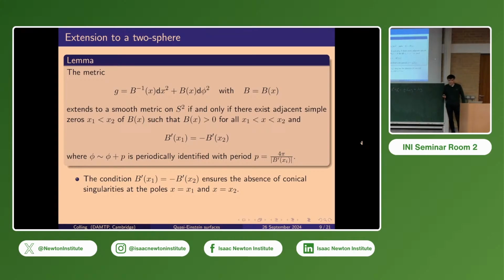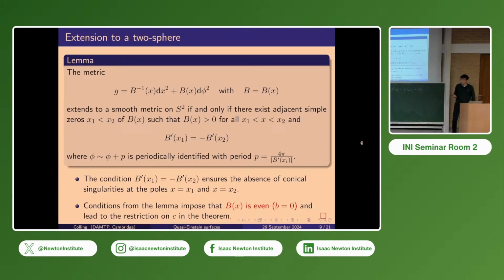And this gets a little bit messy because of the hypergeometric function involved. But you can use an integral representation of this hypergeometric function to solve these constraints. And this is how you find that this constant B has to be 0, which in fact implies that capital B is an even function of x. You also find that these zeros have to satisfy x1 equals minus x2.